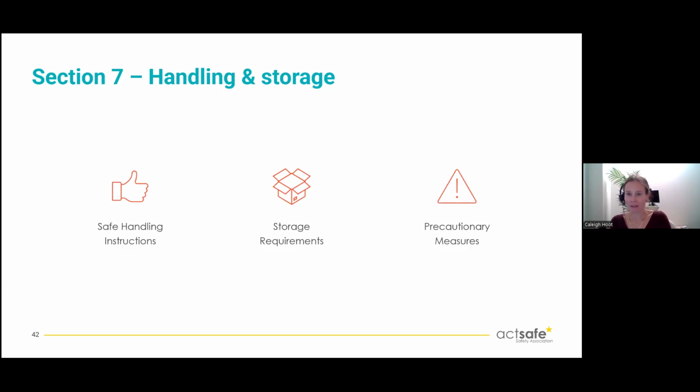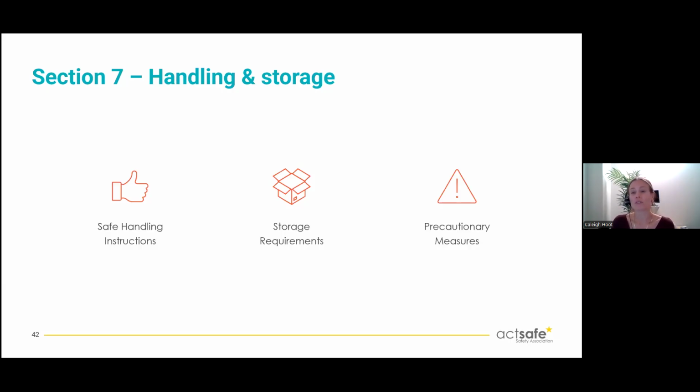Okay, section 7. This is going to be our detailed guidance on how to safely handle and store your chemicals. This section is about preventing accidents before they happen. And you will find things like your safe handling instructions. So this can be how to pour, how to transfer, how to mix. And this can be doing that while minimizing spills, splashes, unwanted reactions, unwanted mixes with other chemicals.